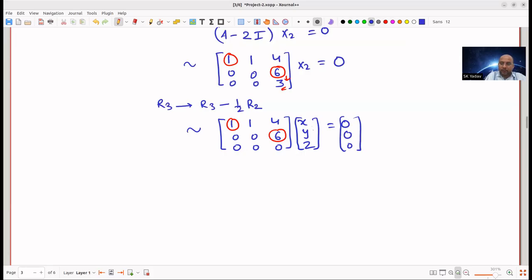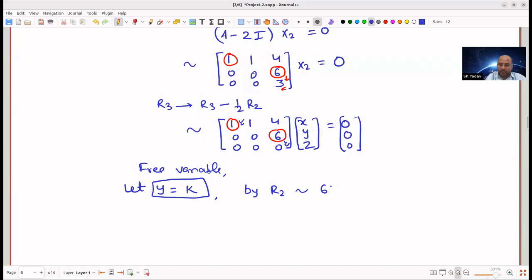And this means we have to first write what the free variable is. So x place has a leading element, z place has a leading element. Where is no leading element? Y place. So y will be a free variable. Let y equal to k. Then by using back substitution by R2, what will we get? 0 times x plus 0 times y plus 6 times z equal to 0, and this means z equal to 0.